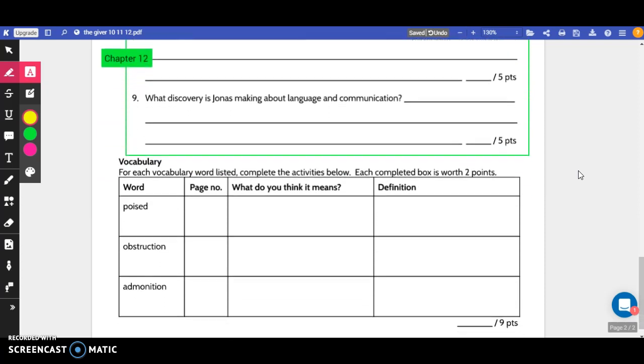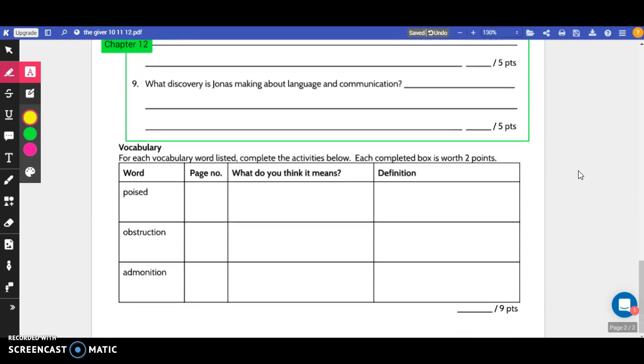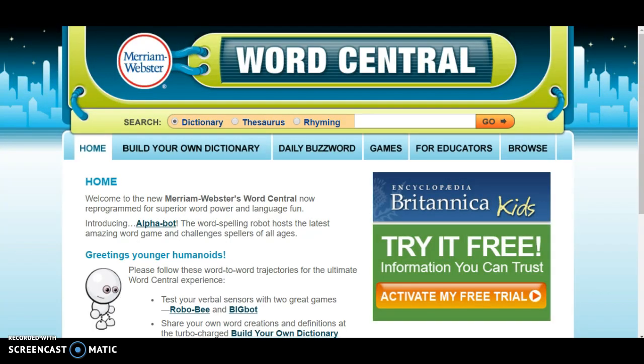For the vocab, there's a very quick tutorial on the vocabulary. Just as a reminder, please find the vocabulary words as you read and then write down the page number and predict what you think it means. Do not look up the definition of the words until you have predicted what they mean. And as a reminder, the wordcentral.com dictionary is the best one to use, and I put a link to that down below for you.